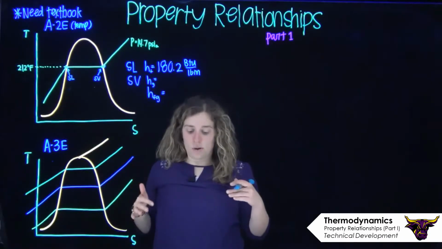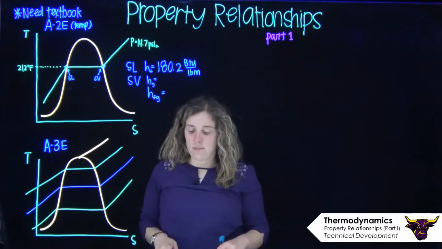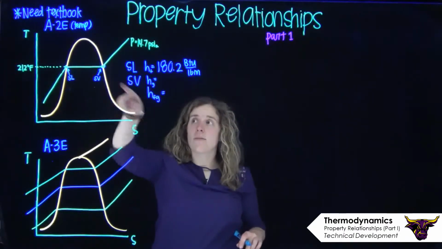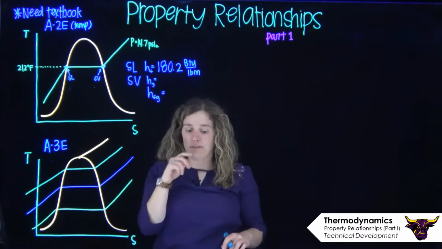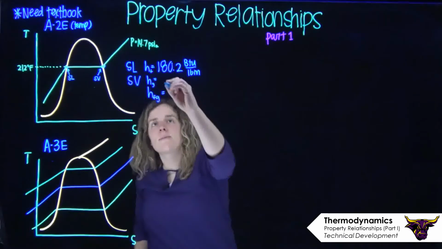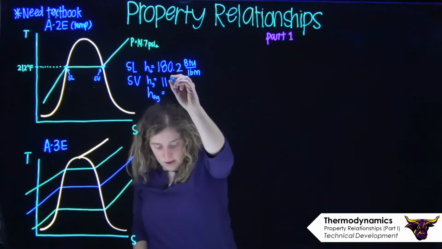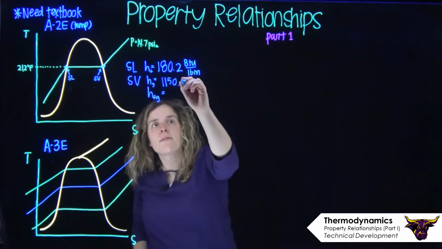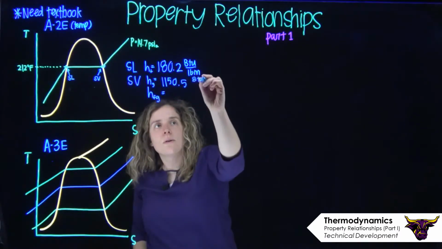The next one is going to be that saturated vapor. So this is the point where 100% of the water has boiled off. It's all vapor. And this is going to be an enthalpy of 1,150.5 BTU per pound mass.